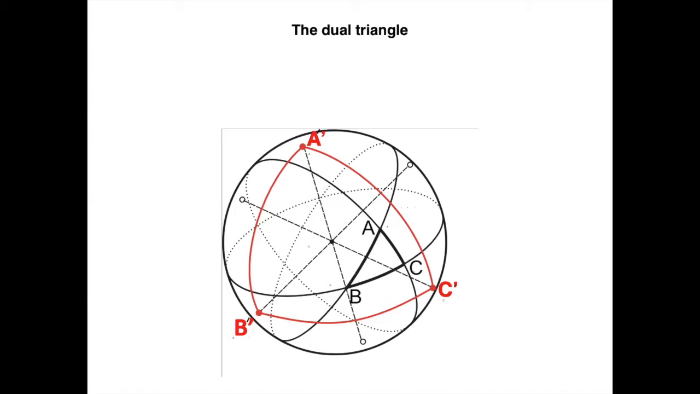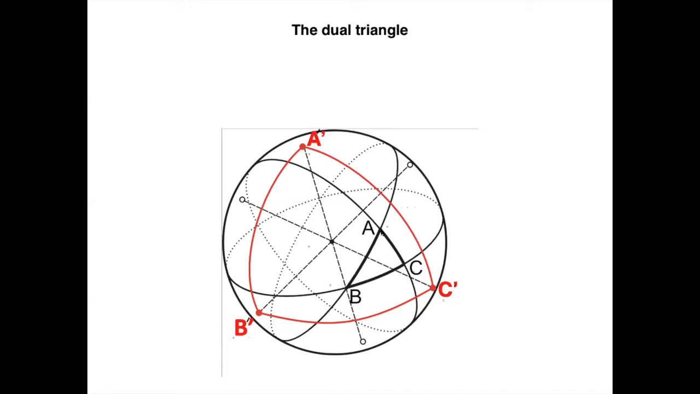The dual triangle is shown here in this figure. If you have a spherical triangle of vertices A, B, and C, the dual triangle is a triangle A prime, B prime, and C prime, whose vertices are the poles of the great circles that define A, B, C. You have here the side AB, draw its great circle, and the pole of this great circle, right? You have one pole here, and you have the other pole here. That's the C prime. So the point C prime is the pole of the great circle of the side AB.